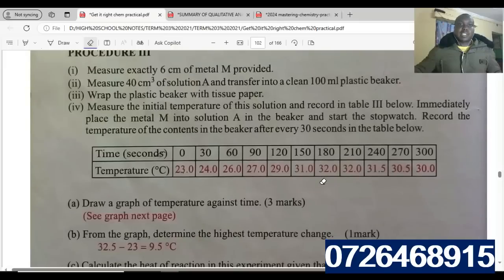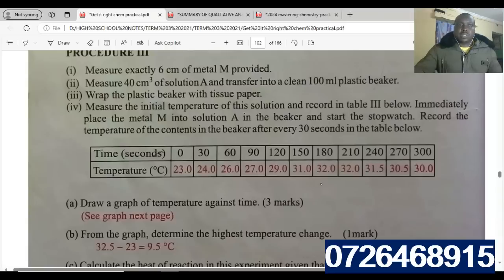So an example here is saying, measure exactly 6 centimeters of metal M provided. Measure 40 centimeters cube of solution A and transfer into a 100 ml plastic beaker. Wrap the plastic beaker with a tissue paper. This is meant to avoid heat loss. Measure initial temperature and record. Immediately place the metal M into solution A in the beaker and start a stopwatch. You see that? Record the temperature after every 30 seconds.